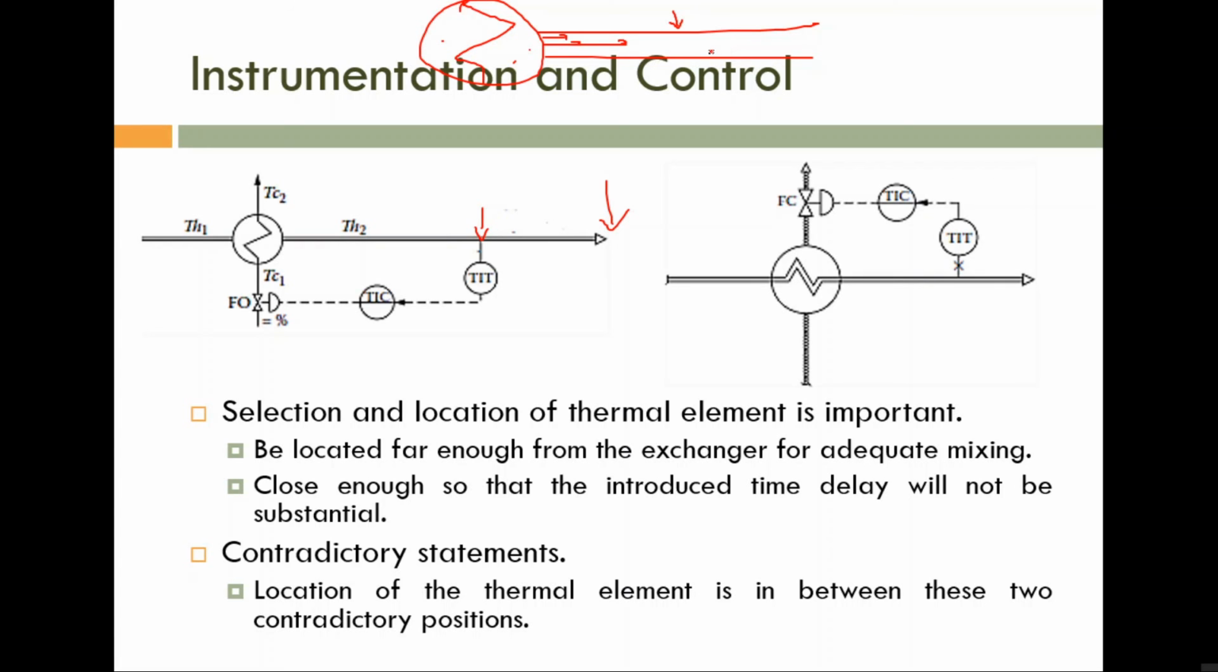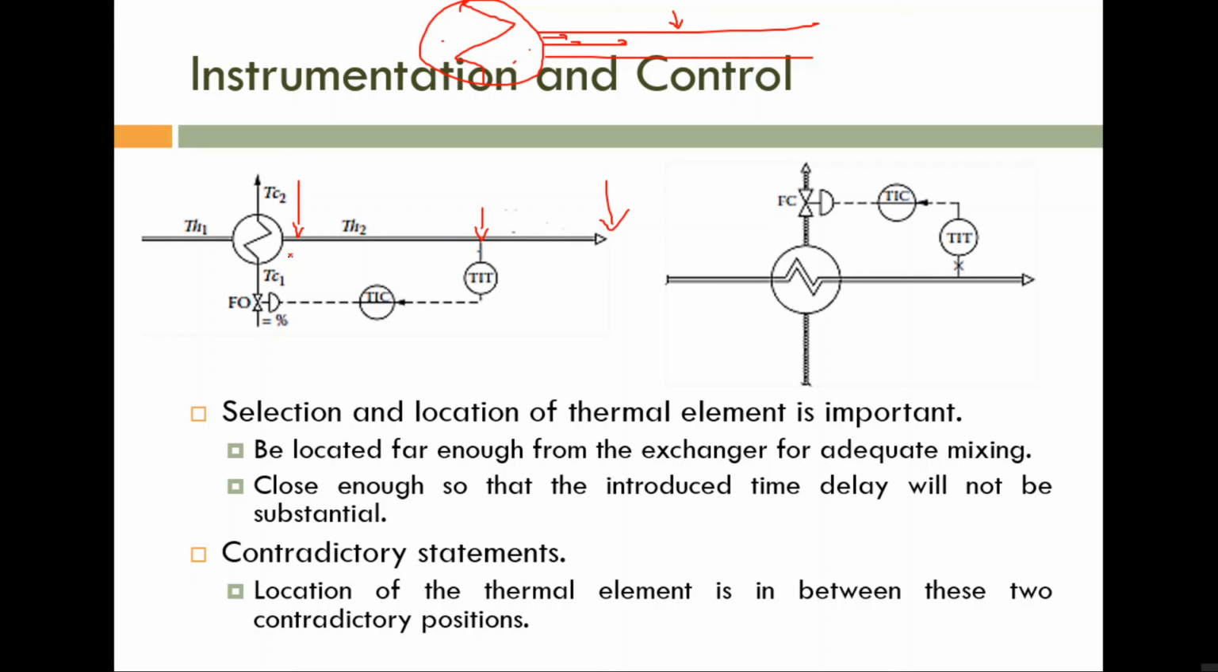Okay. So please note, this temperature measuring device must be located far away from the heat exchanger to ensure perfect mixing of the layers of temperature, or perfect sharing of the temperature. So temperature measurement will be accurate if you are keeping it far away from the heat exchanger. But what about lag? The measurement lag will increase if you are keeping this measuring device far away from the heat exchanger. So from the measurement lag point of view, this measuring device must be located very close to the heat exchanger. Otherwise lag will increase.